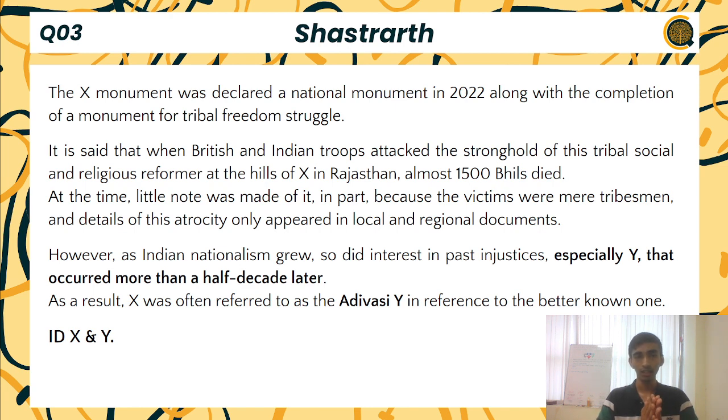So I'll give you a clear idea. X occurred and almost half a decade later Y happened. And Y was one of the biggest injustices by the British in Indian history. So you have to ID X and Y. As X occurred in tribal regions, X was called the Adivasi Y. So you need to give me X, where X happened, and Y, which is very, very popular.